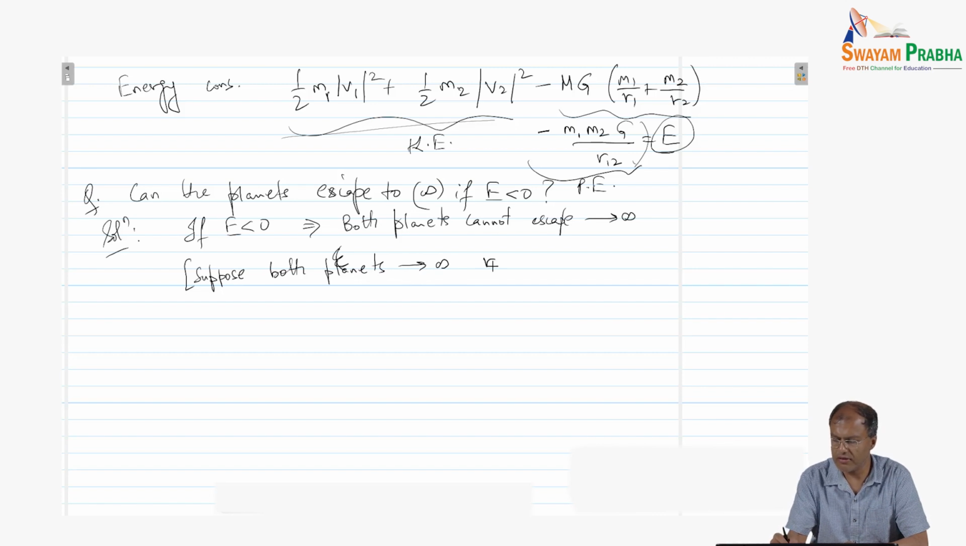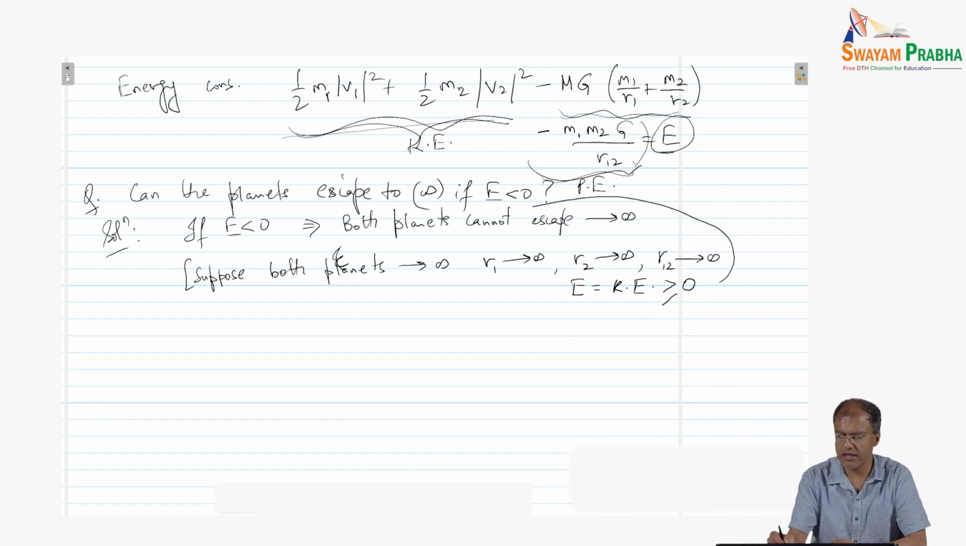Then R1 goes to infinity and also R2 goes to infinity, and of course the planets are going to move infinitely far away from each other. Then R12 also goes to infinity, and we will have zero contribution from the potential energy, and all we will be left with is kinetic energy. So the total energy is nothing but the kinetic energy of the system, but that is always positive or non-negative, and that is a contradiction because of this statement. So hence both planets cannot escape to infinity. One planet, it is possible.